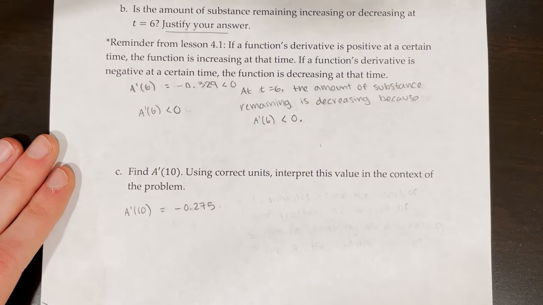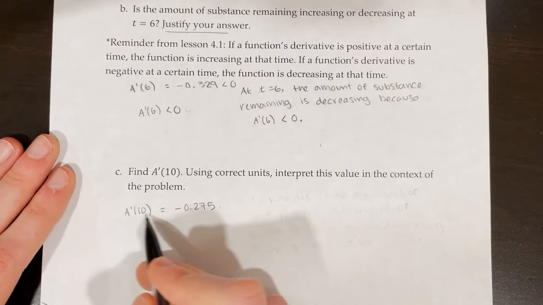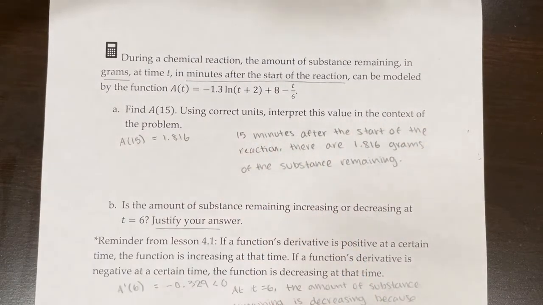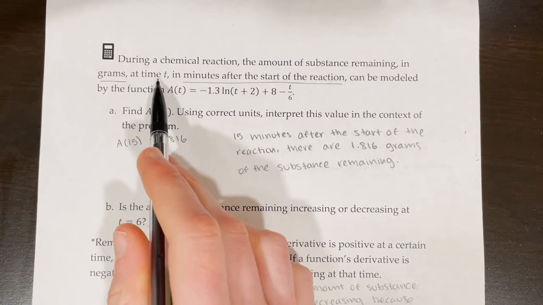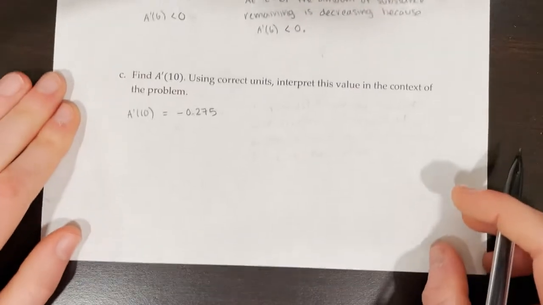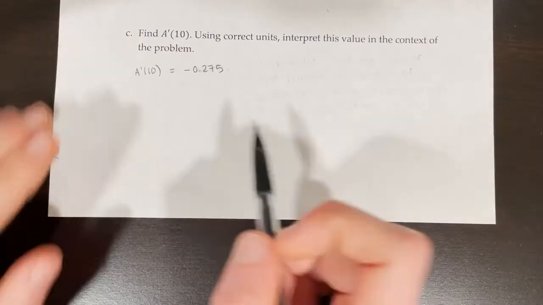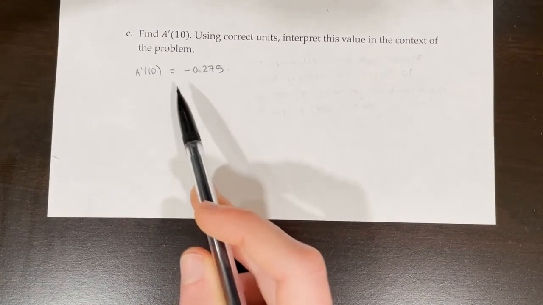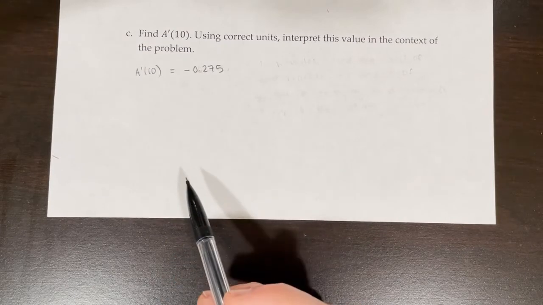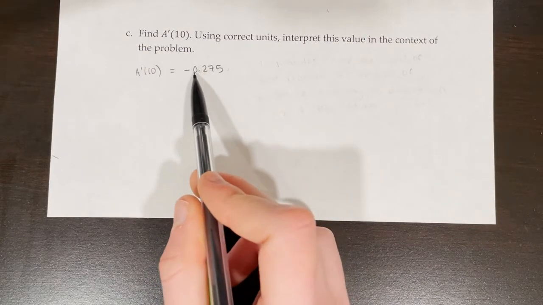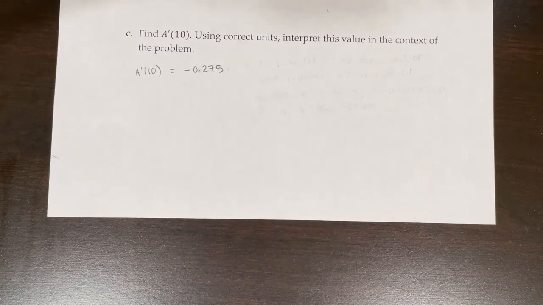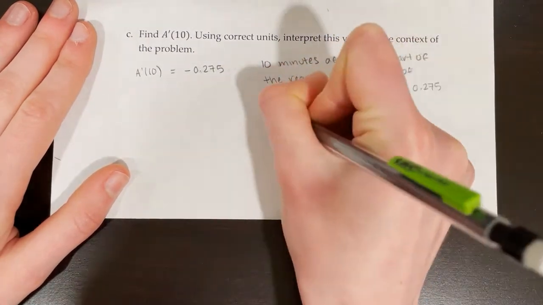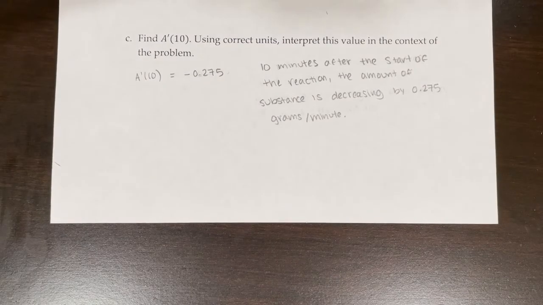Now, what does this mean in the context of the problem? To find the units for the derivative, we can take the units for the original function, which was A of t, so grams, and stick it over the units for time. So grams per minute. So what A prime of 10 means in the context of the problem, it means that at time t equals 10, or you could say 10 minutes after the start of the reaction, the amount of substance is decreasing, because this value is negative, by 0.275 grams per minute. There's my completed response for part C.